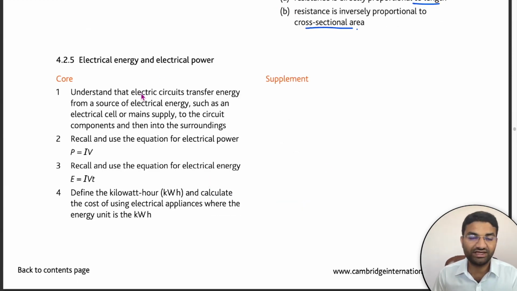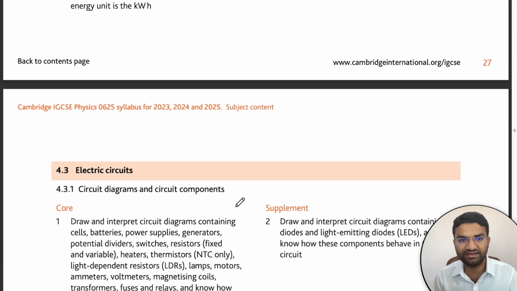Then next, electric energy and electrical power. Electrical power, P is equal to VI, and electrical energy is equal to VIT, and we have to define the unit kilowatt hour. We have to calculate the cost of electric appliances where the energy unit is kilowatt hour, and these concepts are there for both core as well as extended students.